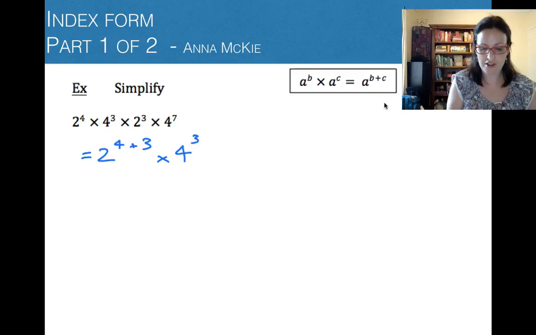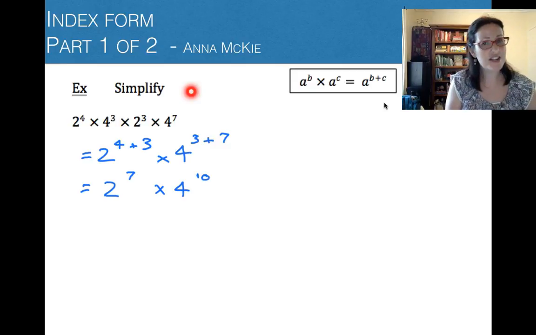4 to the power of 3, add, which number? 7. Now we keep simplifying, add these numbers together, so you'd get 2 to the power of 7 times by 4 to the power of 10. It just said simplify, it didn't say work out or calculate, so we just leave our answer like that.